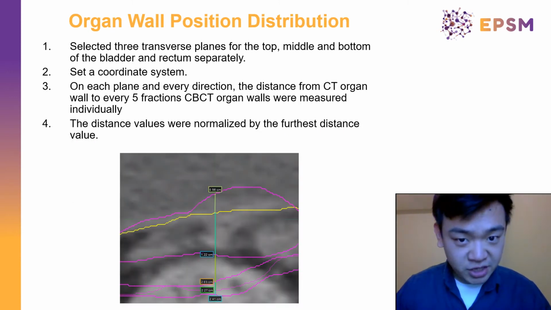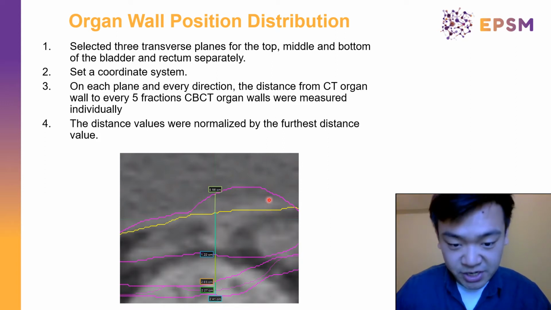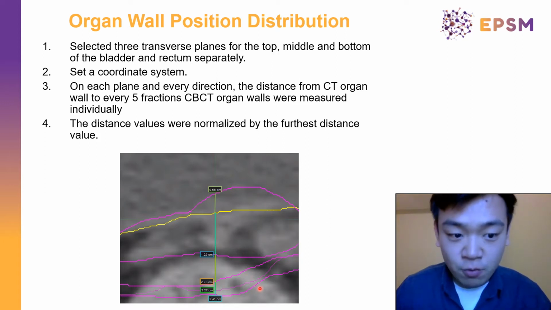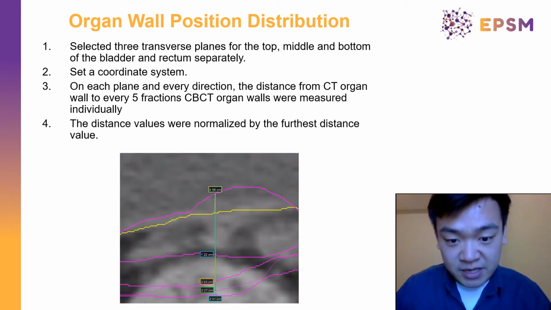The organ wall position distribution was also measured. First, we select 3 transverse planes for the top, middle, and bottom of the bladder and rectum separately, and then we set a coordinate system on it. And third, on each plane and in every direction, the distance from the CT organ wall, which is the yellow contour over here, to each of the 5 fraction CBCT organ walls, which are these pink contours over here, was measured individually. The distance values were normalized by the maximum distance value.